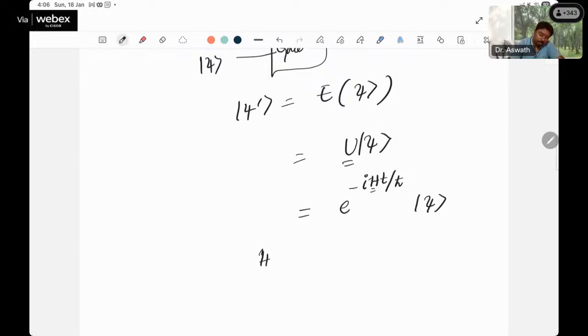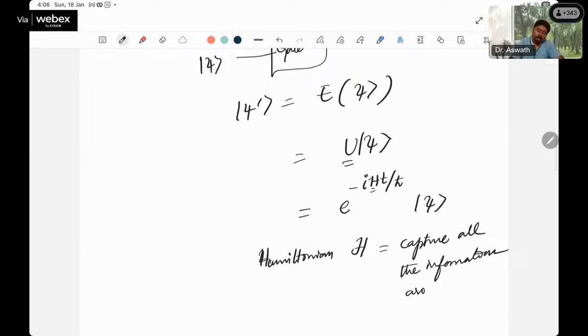Please remember, let me put a calligraphic H. The Hamiltonian is going to capture all the information around the system, and also the information which is coming and interacting with it. Say a pulse comes and interacts with a qubit or a quantum system which is in its ground state and makes it a superposition state.